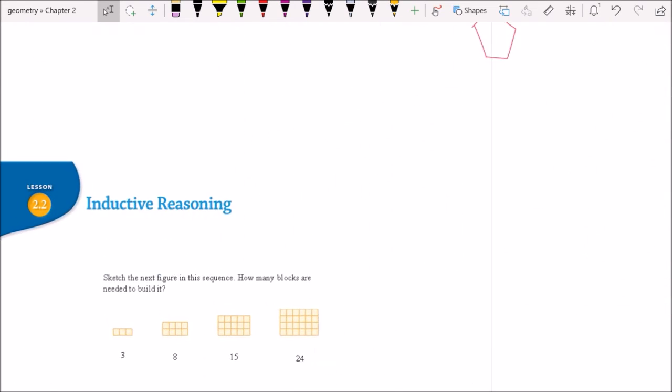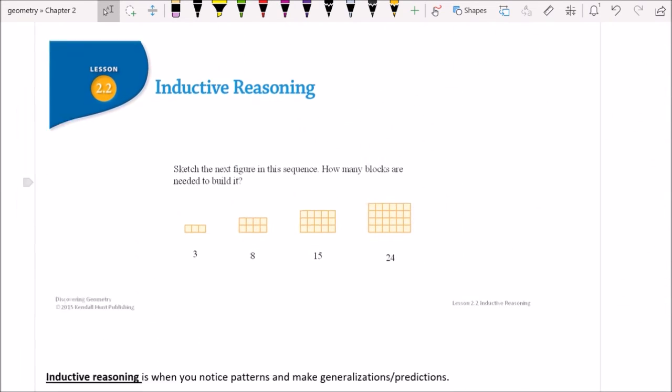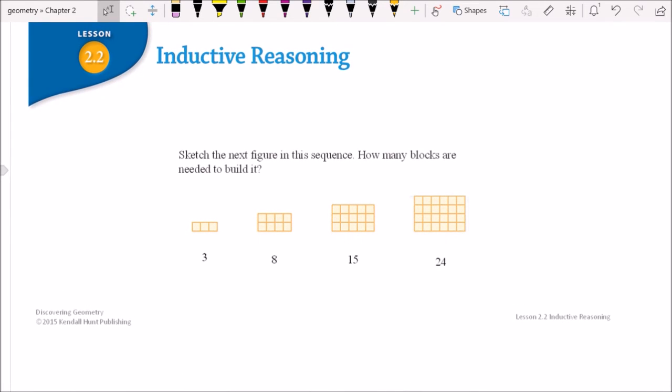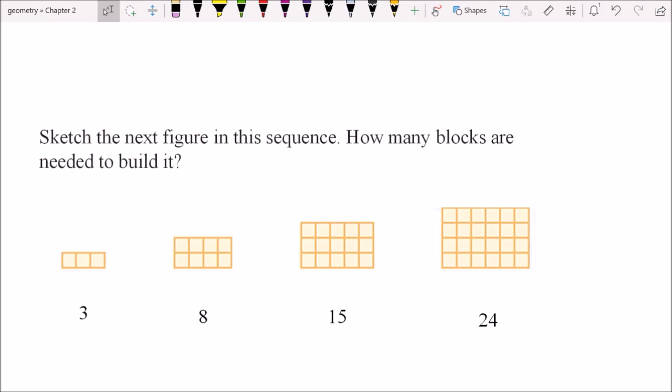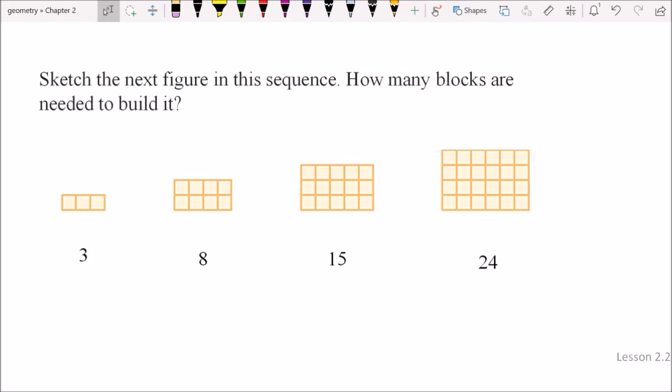All right, the other thing we're talking about today is inductive reasoning, because here's an example of inductive reasoning right here. Okay, and we'll define it in a minute, but let's just consider the example first. We are asked to sketch the next figure in this sequence, and we need to know how many blocks are needed to do it. I'm going to pause here for a second and give you a chance to look at the pattern, notice the pattern, and see what you think the next one is.